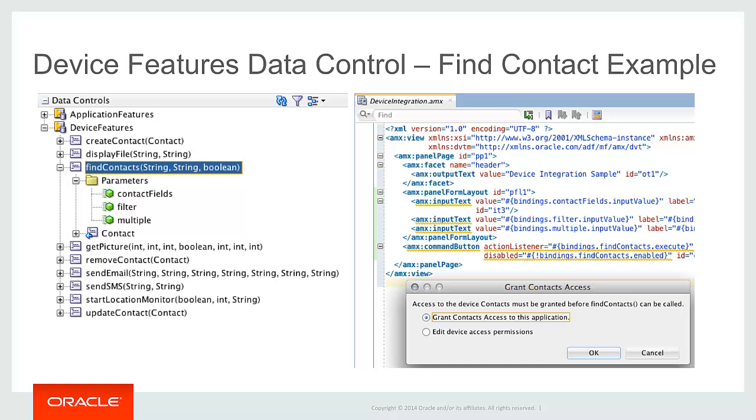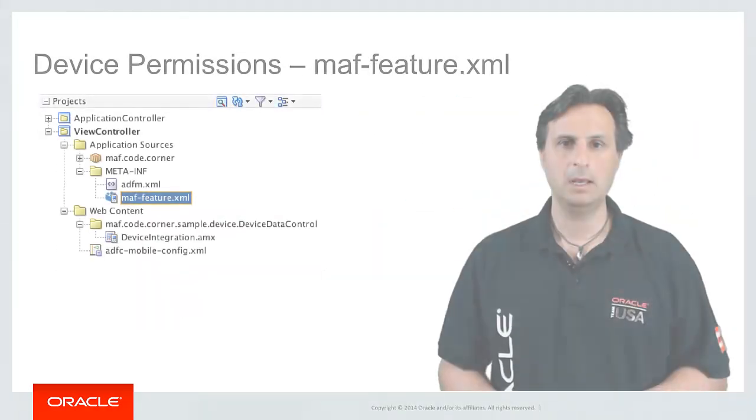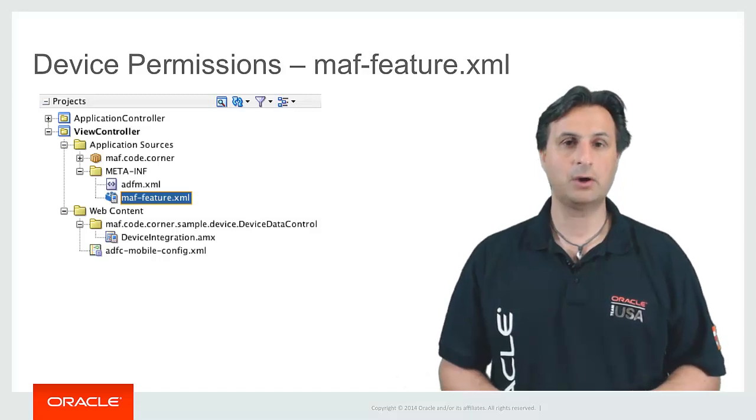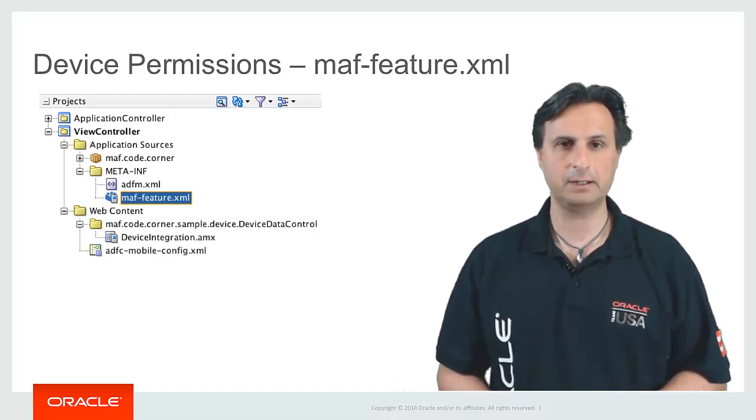And in addition to that, if it detects that there's a specific device permission required, like in this case, where if I want to search in contacts, I need to have the privilege to access the device contact list, it will pop up a dialog. Setting this dialog will not grant the privilege here. What it will do is, for the feature, it will flag the feature as requiring contact information, or network or camera, whatever you choose. This information actually goes into the maf-feature.xml file.